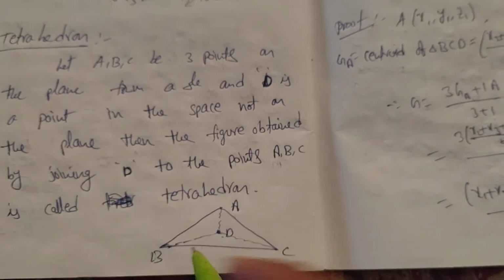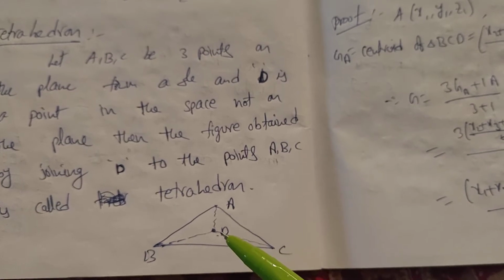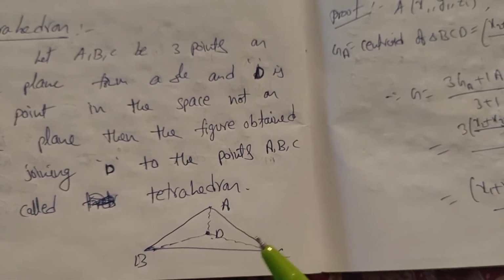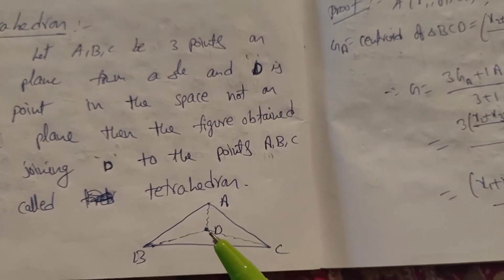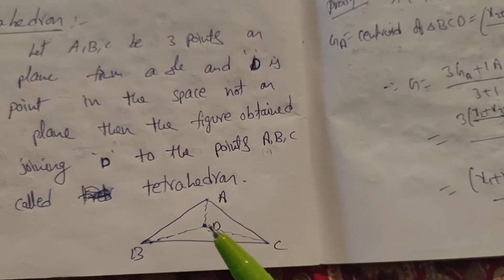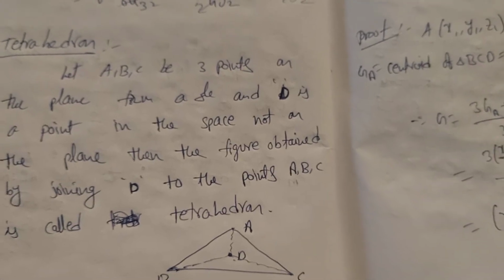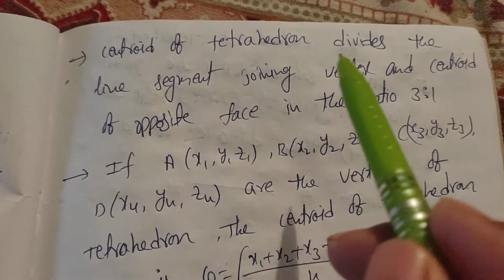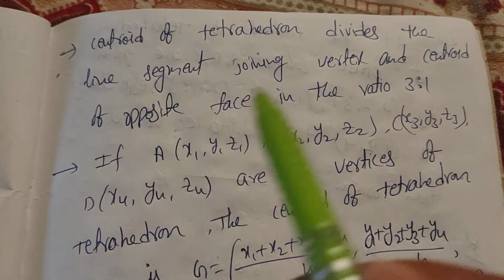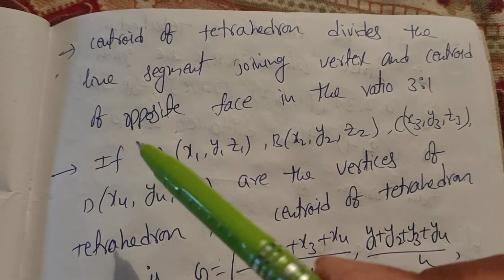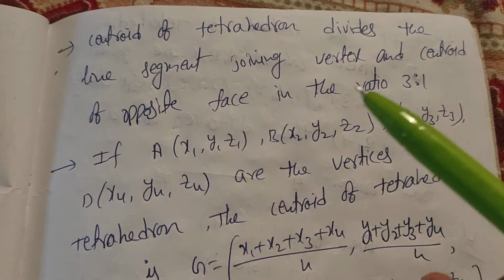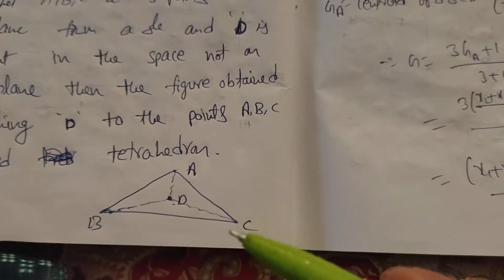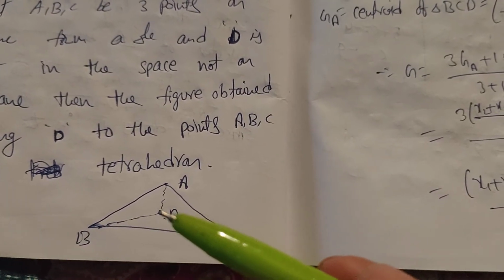See here, ABC is the base, that means ABC are points on the plane, and D should not lie on the same plane. It is a point in space. Just remember it like that. Based on this, the centroid of a tetrahedron divides the line segment joining a vertex and the centroid of the opposite face in the ratio 3:1. So you understand D is a space object.